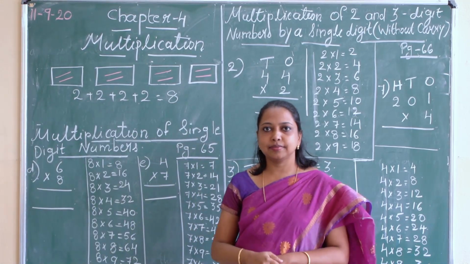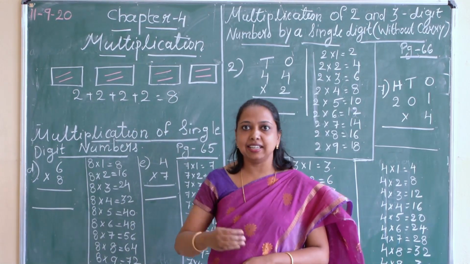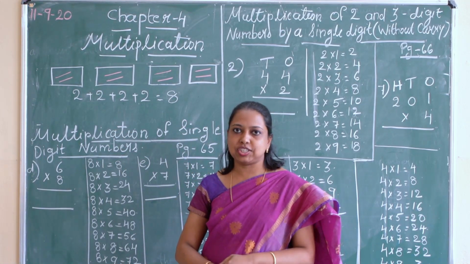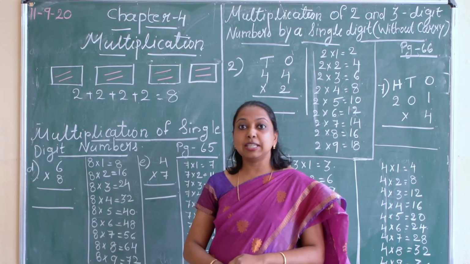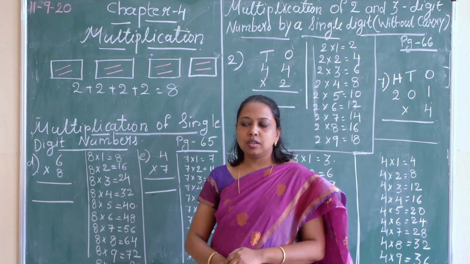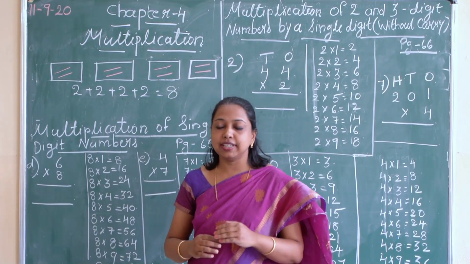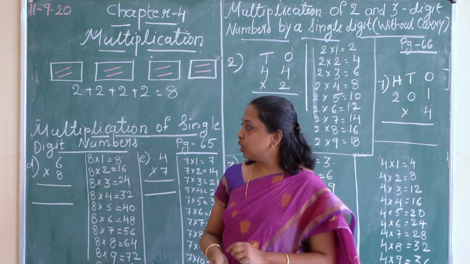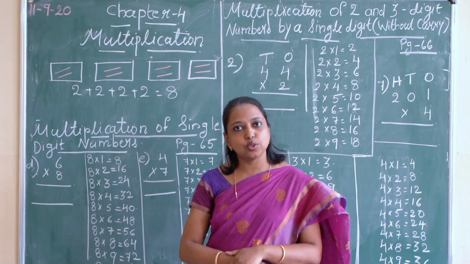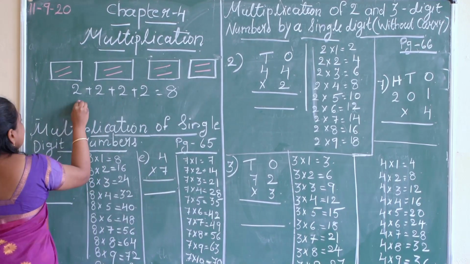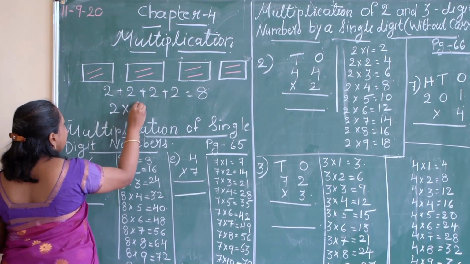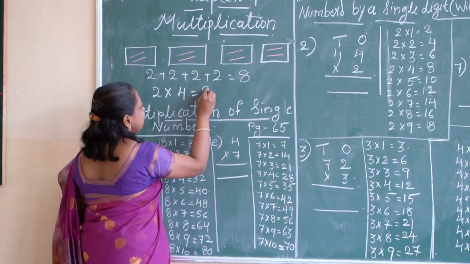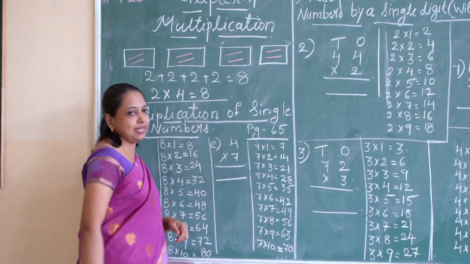What have we done? We have repeatedly added 2, 4 times. This is called multiplication. So what is multiplication? Repeated addition. For this repeated addition, it will take a long time, so we can use the multiplication table. Here we can use the multiplication table of 2. 2 added 4 times, so 2 multiplied by 4. From the multiplication table you got 2 4s are 8.